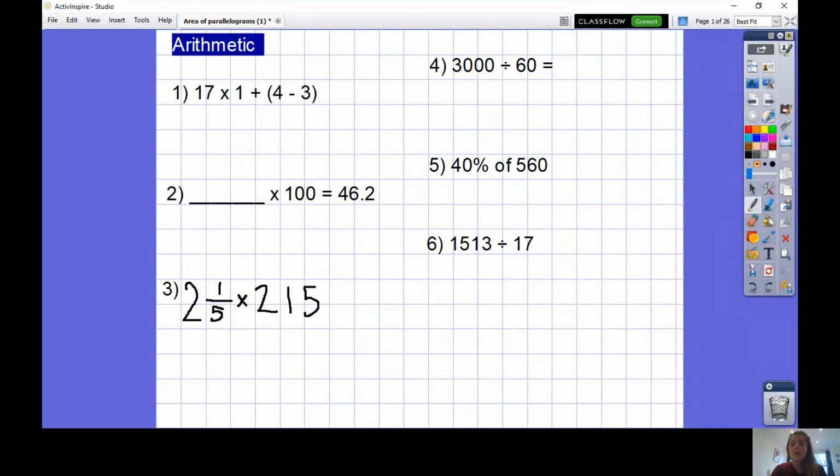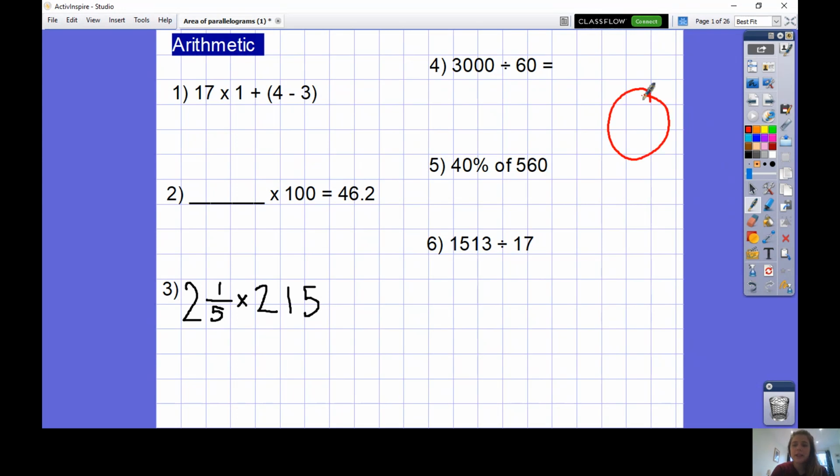Today we're going to be continuing on our work with area and perimeter, but we're going to be finding the area of parallelograms. Please make sure you're watching the whole video and you're doing your work on paper. It's really important in maths that we're working on paper rather than on the computer. We need to see all of your calculations written out clearly and neatly.